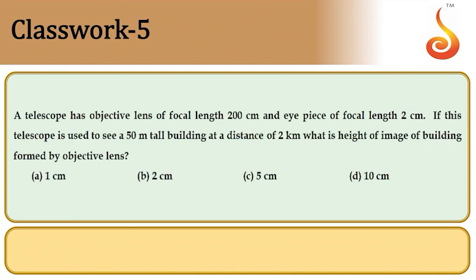Example 5. A telescope has objective lens of focal length 200 centimeter and eyepiece of focal length 2 centimeter. If this telescope is used to see a 50-meter tall building at a distance of 2 km, what is the height of the building formed by the objective lens? Okay.